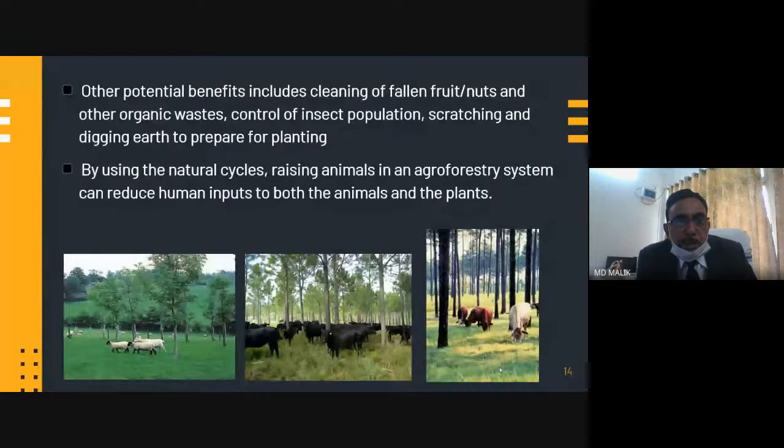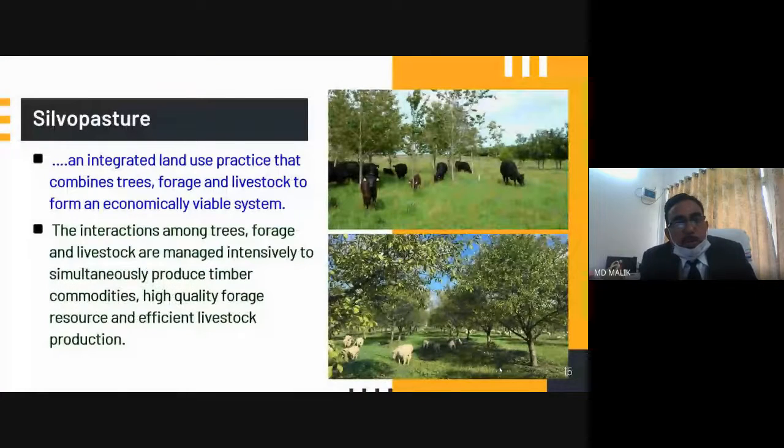So we see how this helps: whatever the animals, fruits, birds, twigs, all these wastes, and with the animals, all these things help in decomposition. Organic waste can be used for that purpose in the growth of the tree, and besides, the grasses also, so that animals can use. By using these natural cycles, raising animals in an agroforestry system reduces the human inputs into both the animals and the plants. So in that way, we have to think how silvipasture helps there.